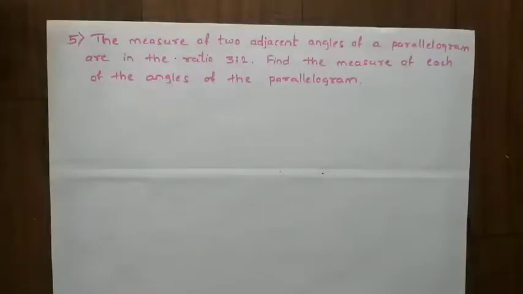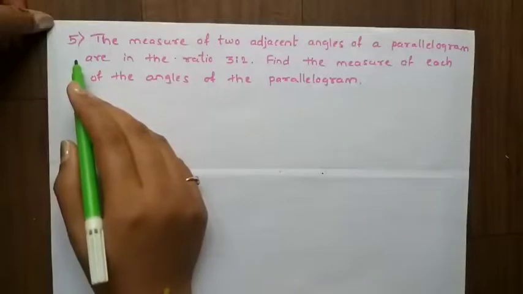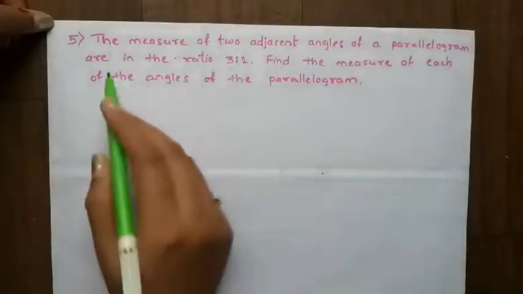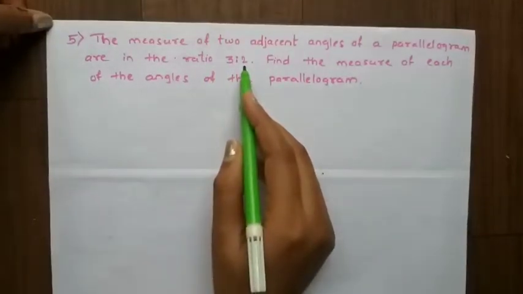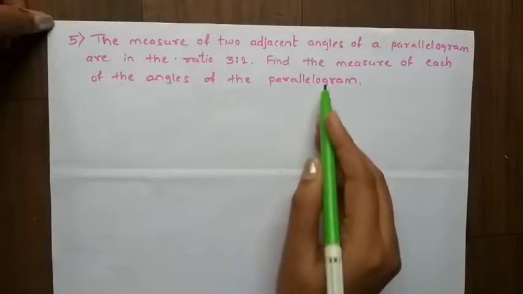Hello students, in this class I am going to discuss exercise 4.3, the fifth question. Let's see the fifth question here. The measure of two adjacent angles of a parallelogram are in the ratio 3:2. Find the measure of each of the angles of the parallelogram.